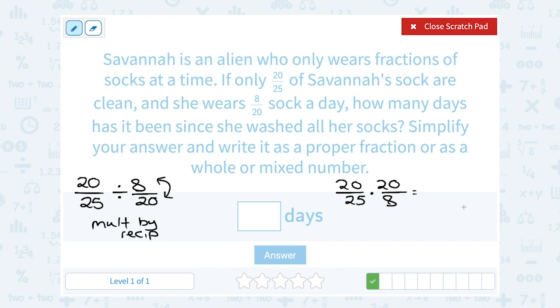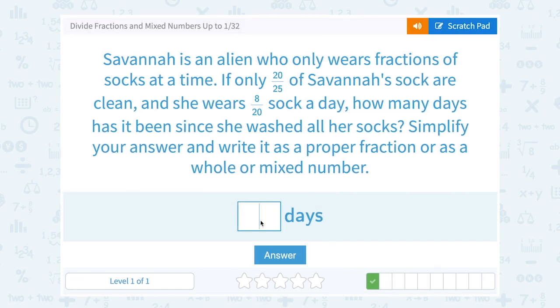Okay, well, when we multiply straight across, 20 times 20 is 400, and 25 times 8 is 200. Okay, and then we can simply divide 400 divided by 200 gives us 2. So it must have been 2 days since Savannah washed those socks.